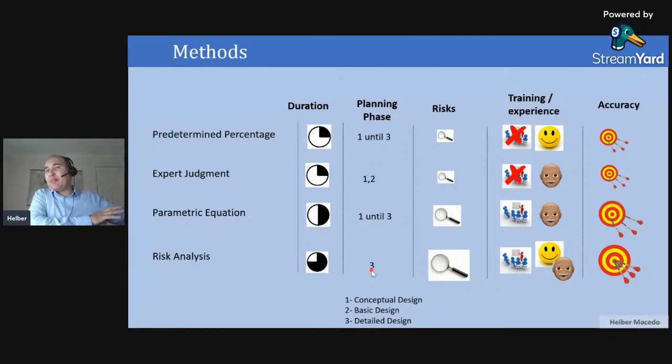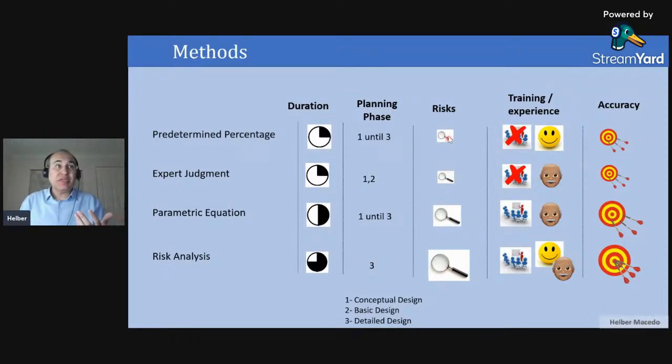Of course, you can apply it in the previous phases as well when you are using the FEL methodology with different gates. But the correlation here is the maturity of your project, whether you have enough information to use this technique or not. The next column is trying to show which technique can better identify the specific risks for the project. And of course, the risk analysis is the best technique. This is the reason it is bigger here, to capture and identify the specific risks that can affect your project.